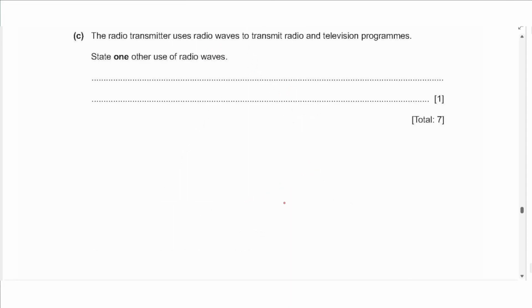Question C says the radio transmitter uses radio waves to transmit radio and television programs. State one other use of radio waves. We can say that it is used in radio frequency identification cards, or in Wi-Fi or Bluetooth signals.